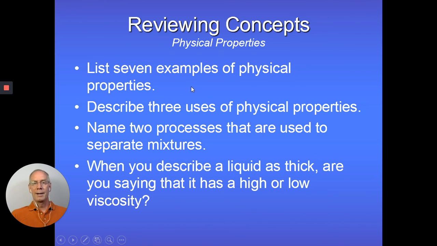All right, there's some review concepts for you to think about, right? And I won't answer them. I'll let you think about it. Give me 7 examples of physical properties. Describe uses of physical properties. Name 2 processes that are used to separate mixtures. And then you can see the last question. These aren't necessarily test questions. They're just things that in class maybe we would have discussed.